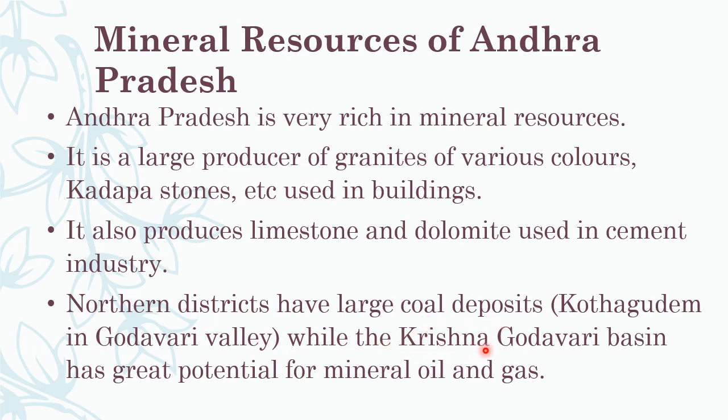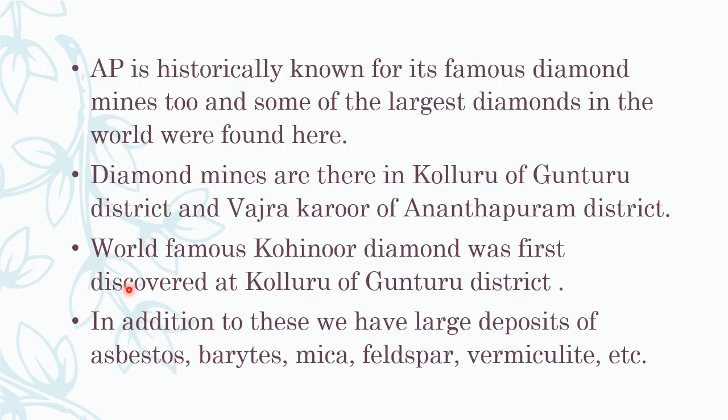While in the Krishna Godavari basin, also called the KG basin, we have potential for mineral oil and gas, that is petroleum, and we are getting those now. Actually, it is under the control of Reliance company now. At the time of Chandrababu Naidu, when he was the chief minister, it was found. So mineral oil and gas is produced in the Krishna Godavari basin. It means we have so many minerals in Andhra Pradesh.